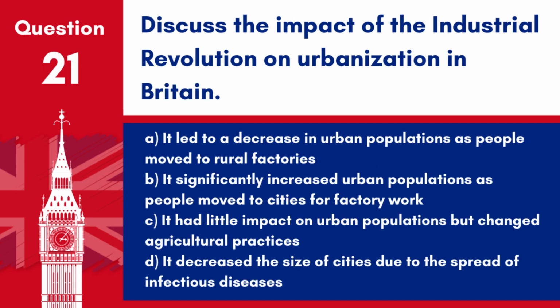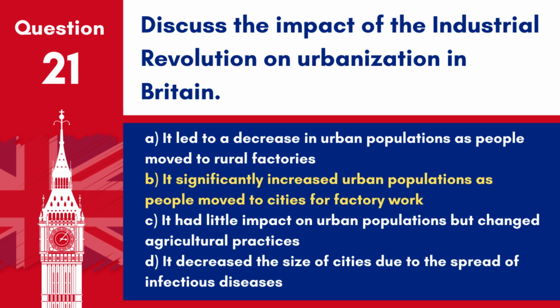Question 21. Discuss the impact of the Industrial Revolution on urbanization in Britain. A. It led to a decrease in urban populations as people moved to rural factories. B. It significantly increased urban populations as people moved to cities for factory work. C. It had little impact on urban populations but changed agricultural practices. D. It decreased the size of cities due to the spread of infectious diseases.